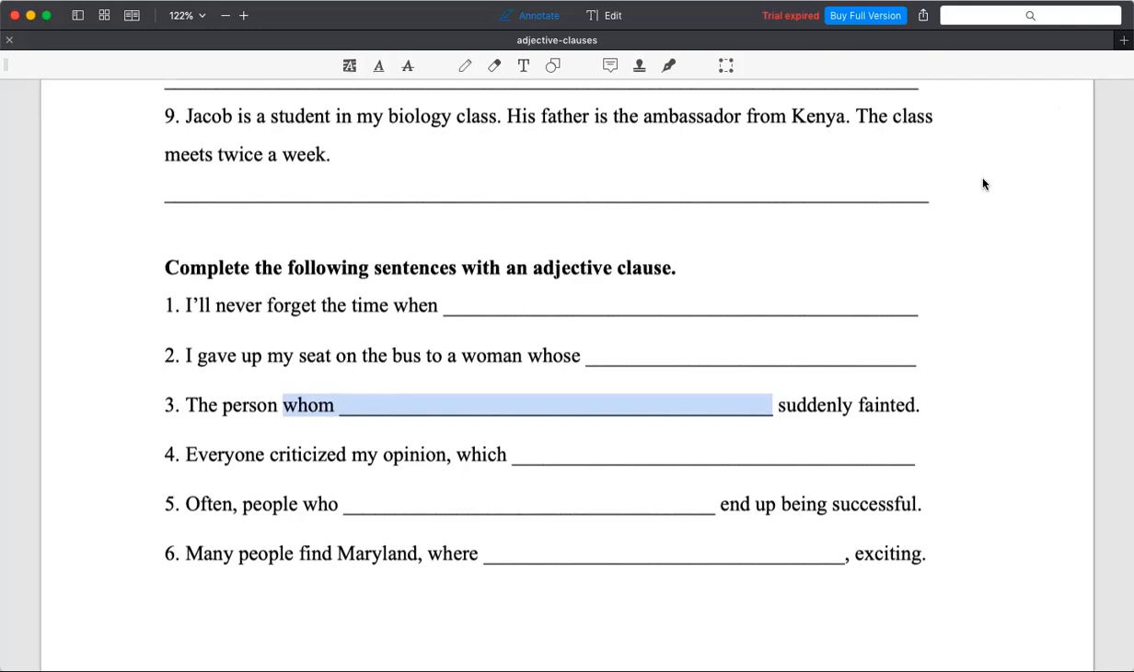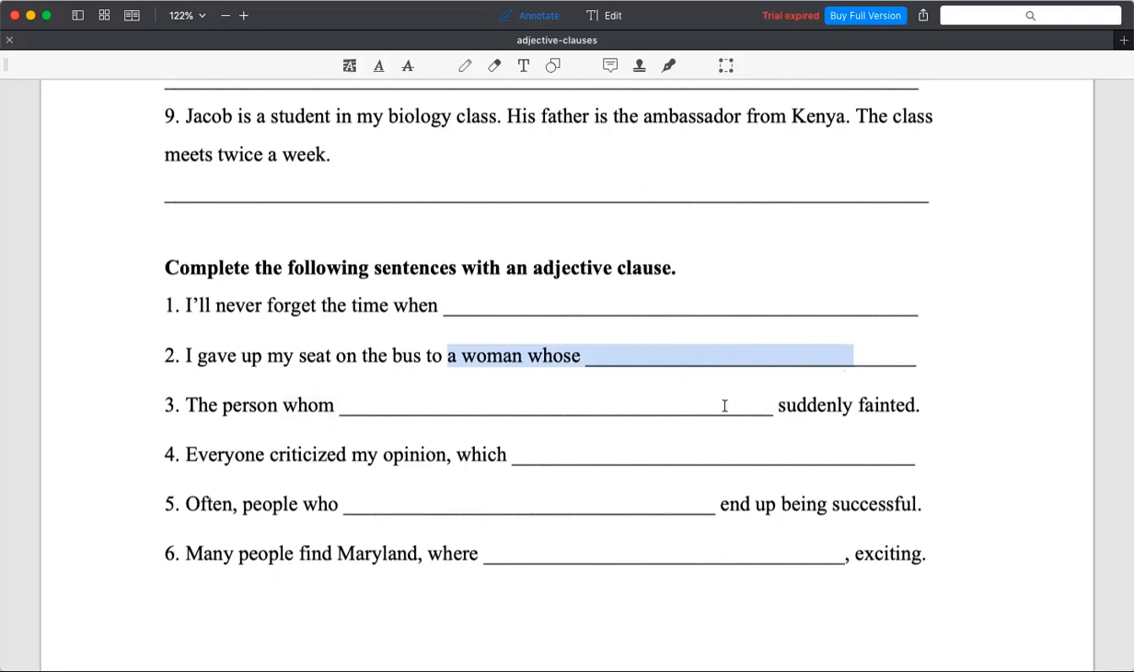My seat, I gave up my seat on the bus to a woman. So you can change your sentence for number 2, Fiona. Something belonged to a woman whose bag was broken, whose umbrella was stolen, whose face was happy. Something related to the woman with the possession. I gave up my seat on the bus to a woman. Try again, Fiona, for number 2.